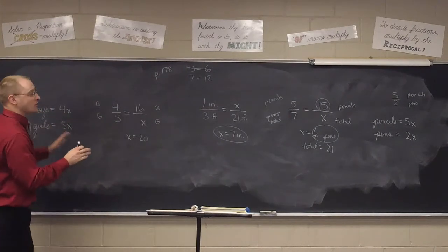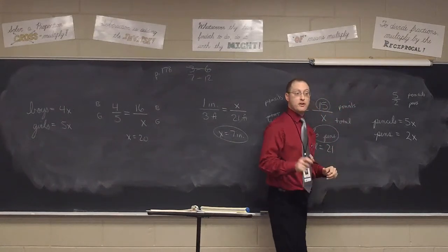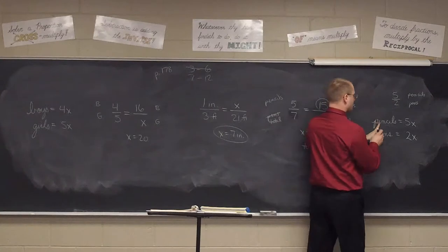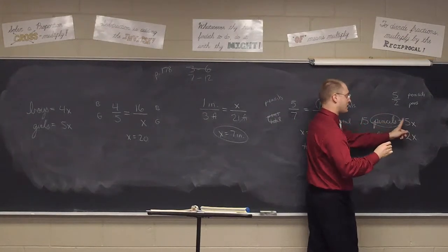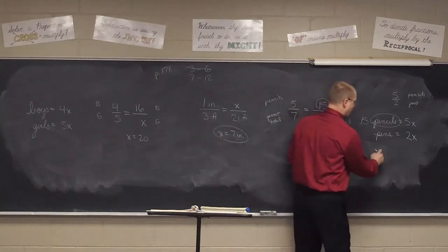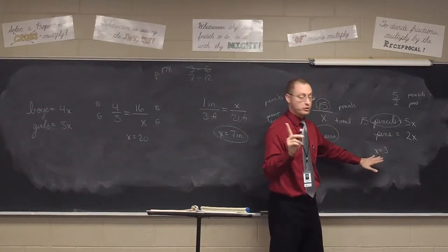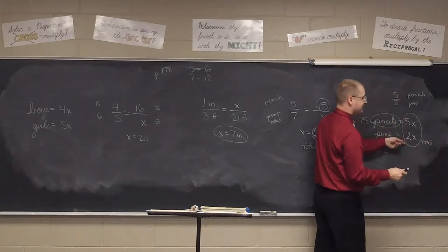What's the number we hadn't used yet coming over your pens and pencils? 15. Do you notice it said he bought 15 pencils? Pencils are 15. Pencils are 5x, pencils are 15. Class, what's x? 3. X is 3. But it didn't ask for what is X. It said how many total utensils. Well, how many total utensils do I have? 7X.